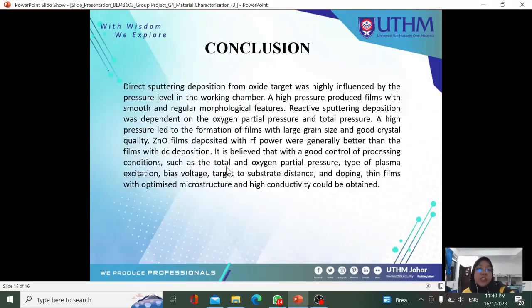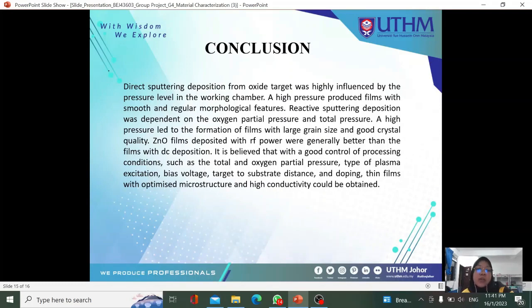So lastly, for the conclusion, direct sputtering deposition from the oxide target was highly influenced by the pressure level in the working chamber. A high pressure produced film with smooth and regular morphological features, where this sputtering deposition was dependent on the oxygen partial pressure and total pressure. A high pressure led to the formation of film with large grain size and good crystal quality. So all films deposited with RF power were generally better than the film with DC deposition.